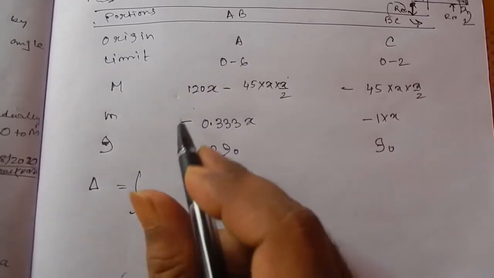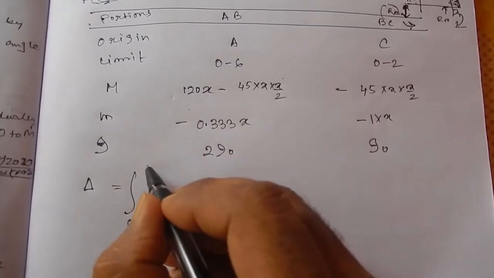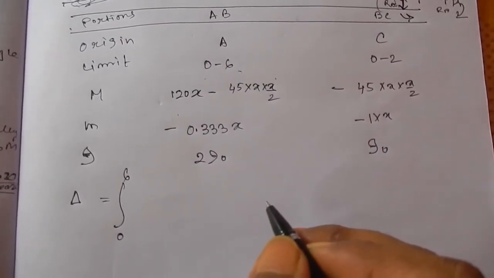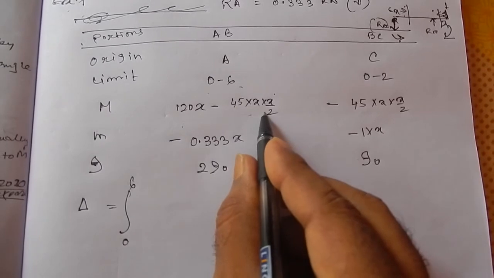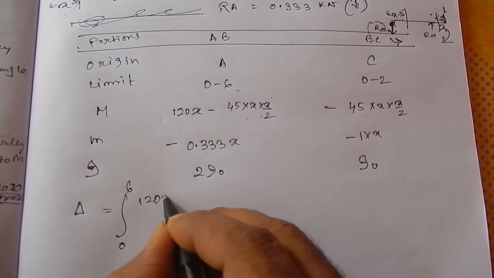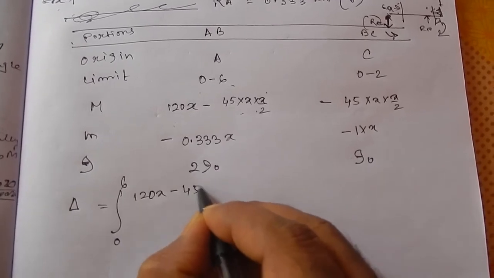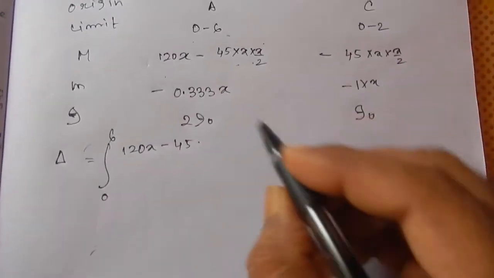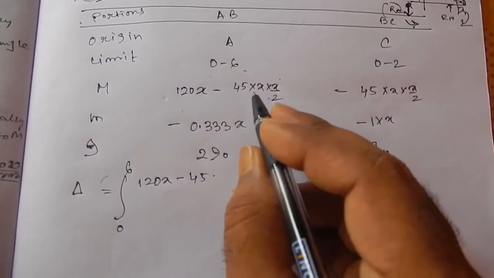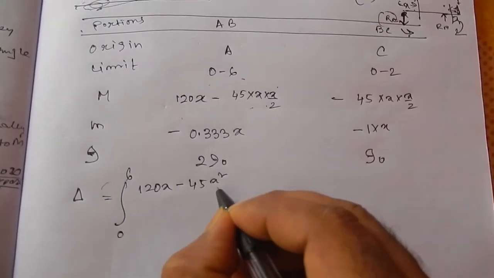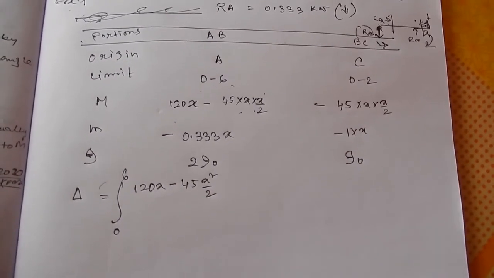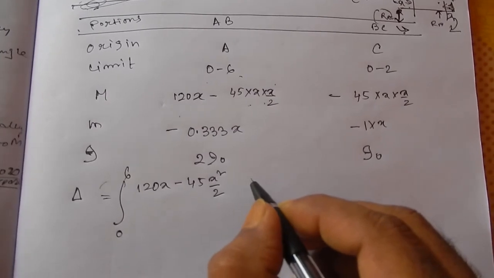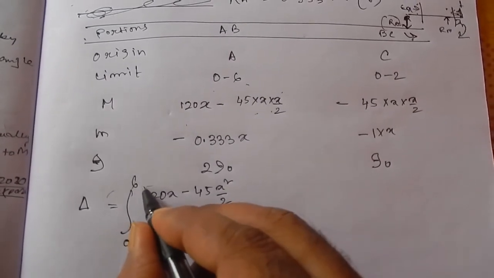So for the first part, AB part, we are getting integration 0 to 6, the limit is 0 to 6, capital M is equals to this one, that is 120x minus 45. Let me write in the next page. 45, we can say x square by 2, right? And after that, this is the capital M.